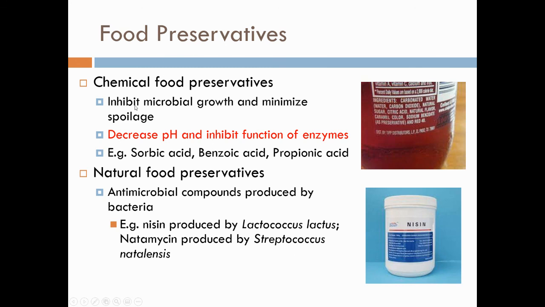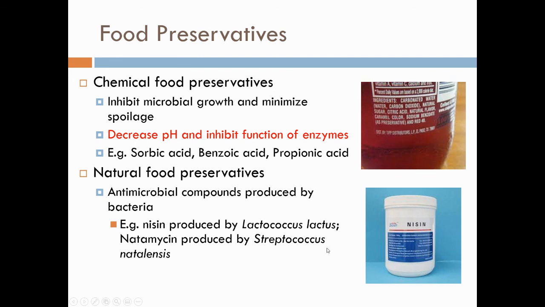We have some chemical preservatives in foods that inhibit growth and minimize spoilage. Many of these decrease pH, so they inhibit the function of enzymes, and that stops metabolism. So sorbic acid, benzoic acid, and propionic acid are all things that are going to interfere with enzymes by decreasing pH and denaturing those enzymes. And we have some natural food preservatives that have antimicrobial compounds.